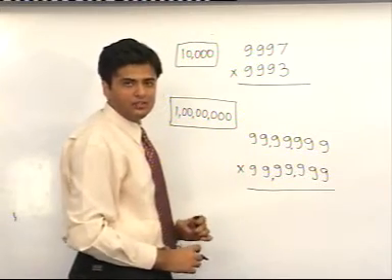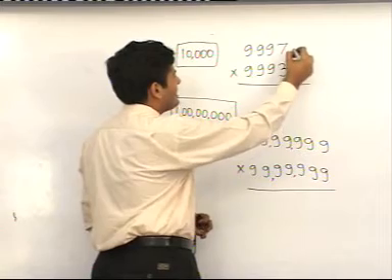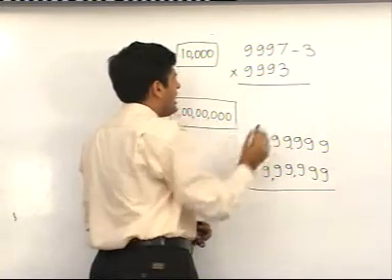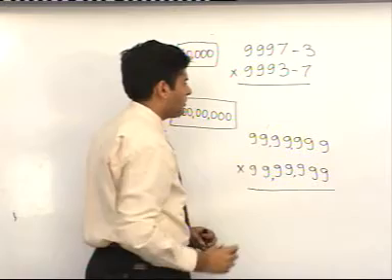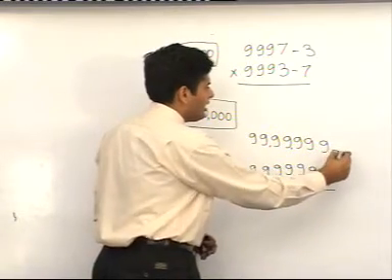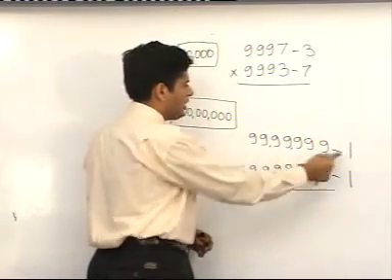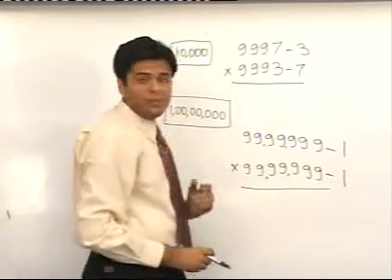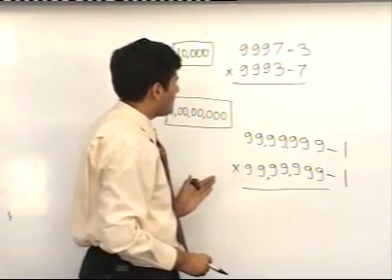Next we will find the difference. Difference between 10,000 and 9997 is 3 and 10,000 and 9993 is 7. Here the difference will be 1 and 1 because difference between these two numbers is 1. So step A is over. We have found the base and we have found the difference.